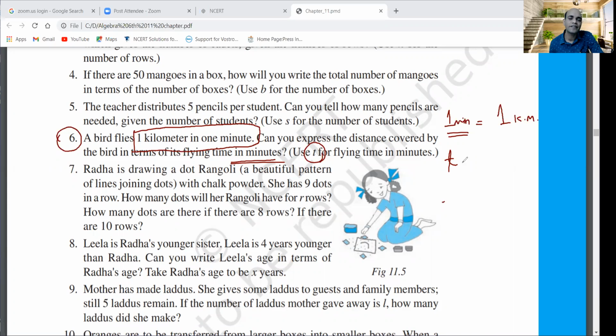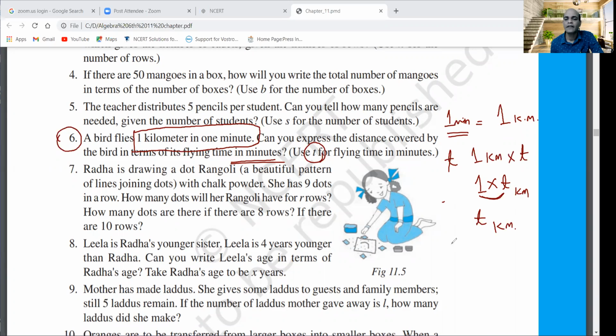So, 1 kilometer multiplied by time. In 1 minute, it can fly 1 kilometer, right? So 1 kilometer multiplied by t, you can say. You can say 1 multiplied by t kilometer, or if you multiply 1 by t, it is the same. Yes or no? Same. So you can say t kilometers.